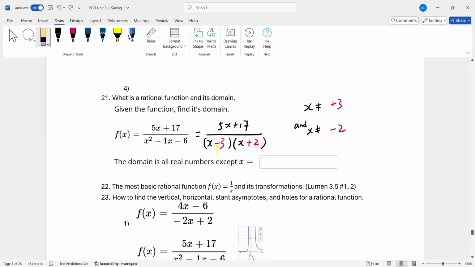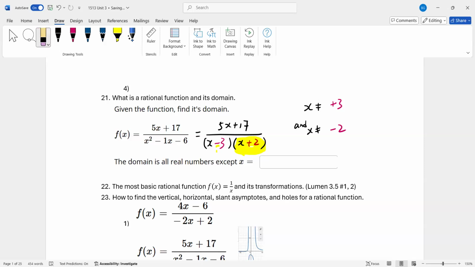x cannot be equal to -2 either, because if x equals -2, we plug it into this factor in the denominator. -2 and +2 are opposites, so they add up to 0. Then this factor is 0. 0 times another factor is still 0. That would make the denominator 0, and that is not well defined.